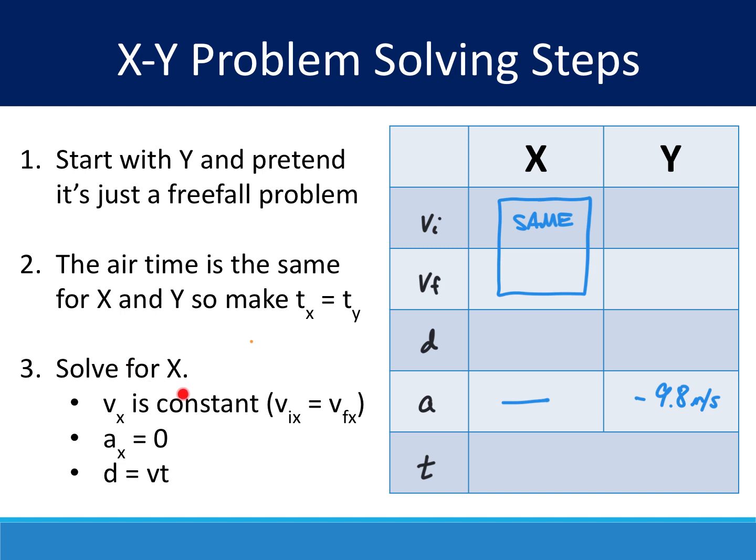So if we want to solve for something in x, we can use our d is equal to velocity times time equation, because we know that the x velocity is constant throughout, and there is no acceleration. So I'm going to show you an example with that on the next slide.